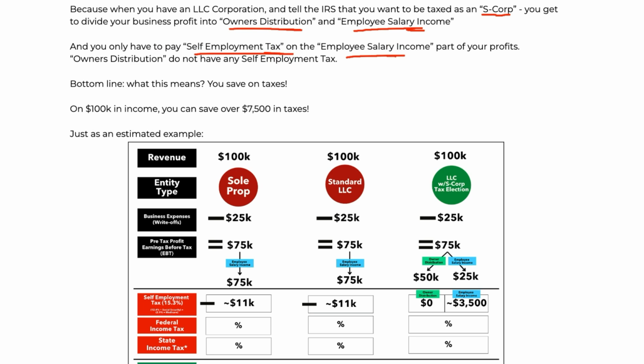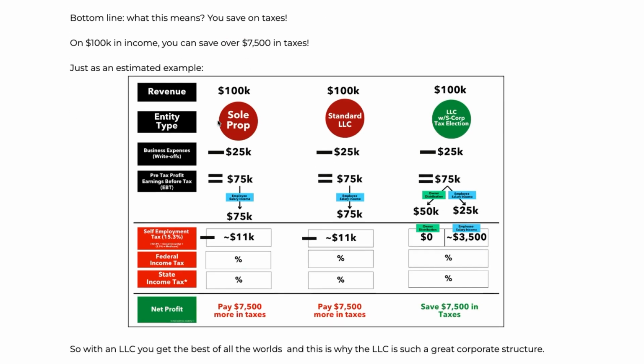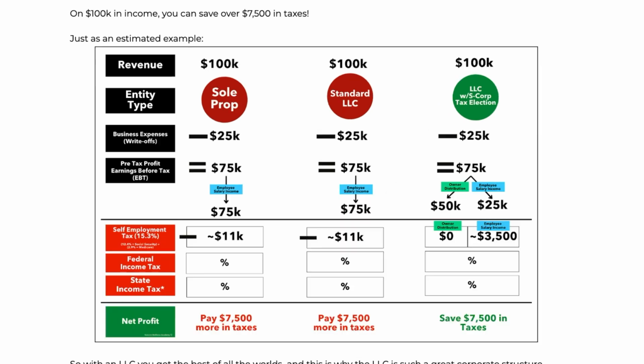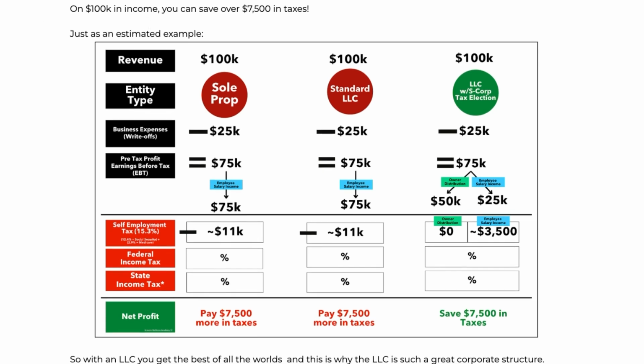Now, we talked about this with the S Corp example previously, right? So we said, hey, this is what it would look like. Let's say, for example, you got your sole prop, you got your standard LLC, and you got your LLC with S Corp tax selection, okay? Let me make this a little bit bigger for you so you can see it. I personally love seeing these numbers like this because it allows me to make it tangible. Remember, the only difference between these two right here is that this one did not file the form with the IRS. This one did file the form with the IRS.